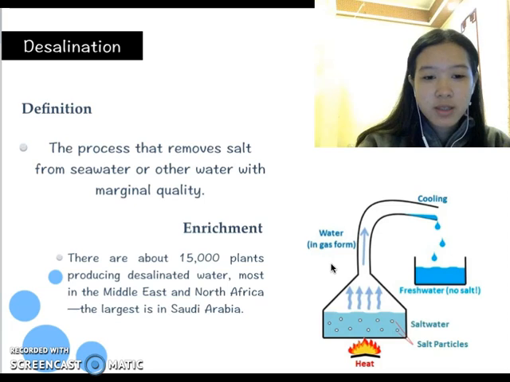For enrichment, there are about 15,000 plants producing desalinated water, most in the Middle East and North Africa. Note that the largest plant is in Saudi Arabia.